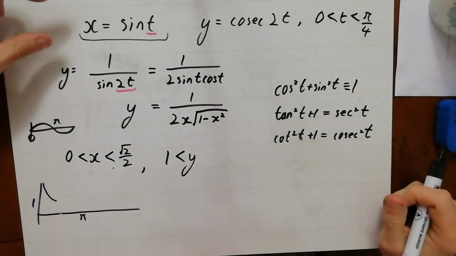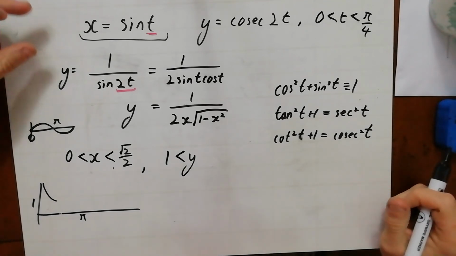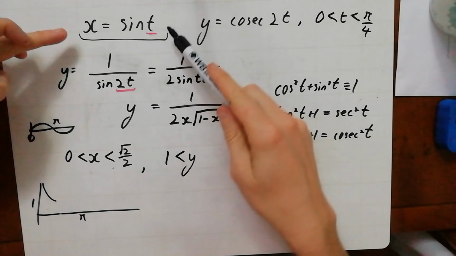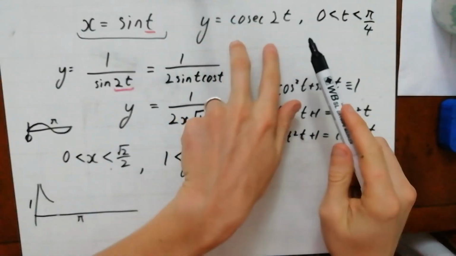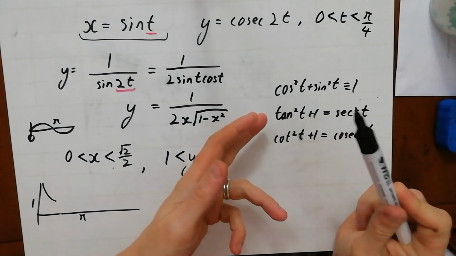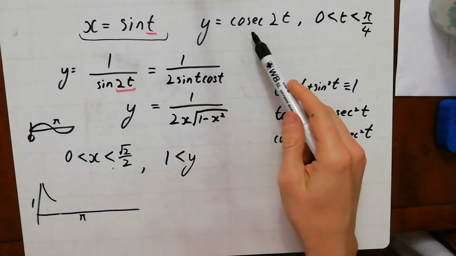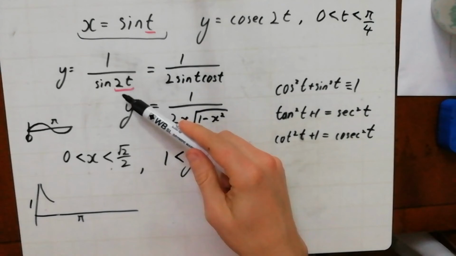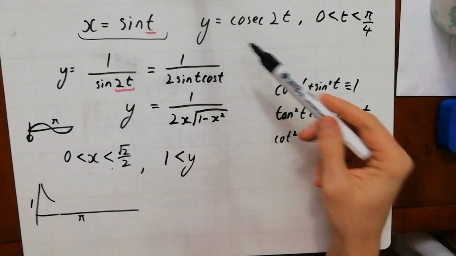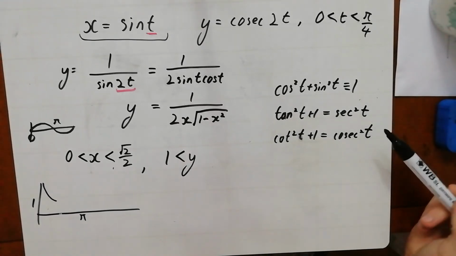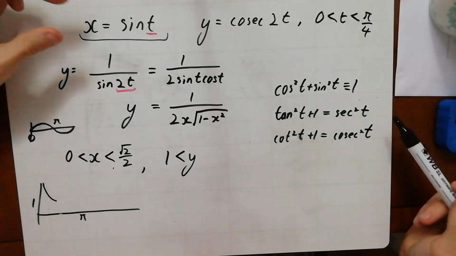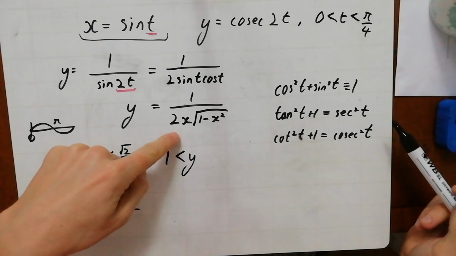That's how I can find the Cartesian equation from a parametric equation. Try and write your most complicated function so it looks more like the other function. In this case I've written the cosec 2t as 1 over sine 2t. Maybe you'll have to use some double angle formulae or the identities to try and write everything in terms of your x, as I've done here.